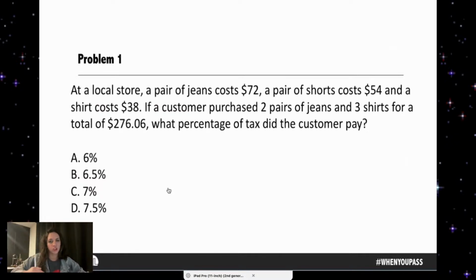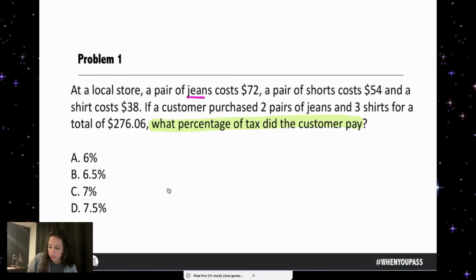All right, so I'm going to start, because this was a lot of words. I'm going to start with the question and kind of go backwards. So what percentage of tax did the customer pay? So was it a 6% tax? Was it a 6.5% tax? Was it a 7% tax? What percentage was it?